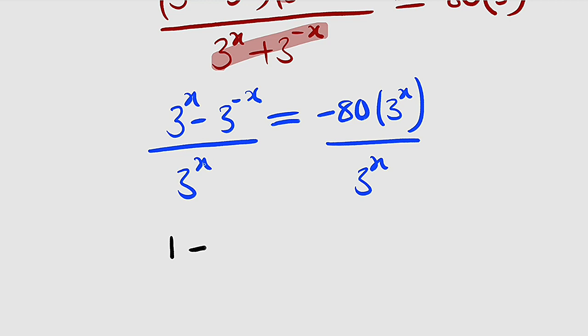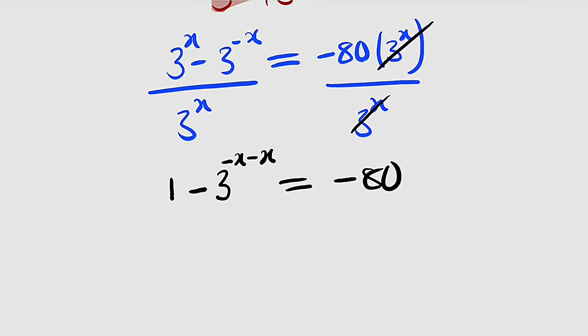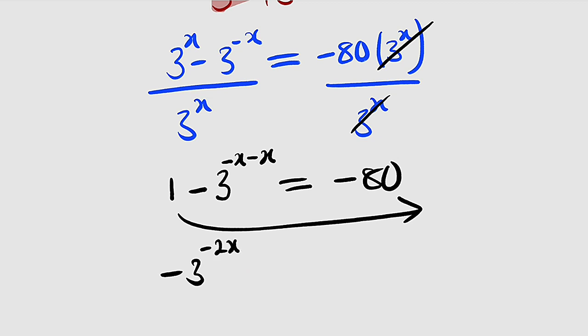Apply one of the laws of indices. You take one base, which is 3, then you subtract the exponents, which is going to be negative x minus x. This exponent minus this exponent, right? And this is equal to negative 80 because this will cancel this, right? So we can take this 1 to the right hand side. We have negative 3 raised to the power of negative 2x equal to negative 80.